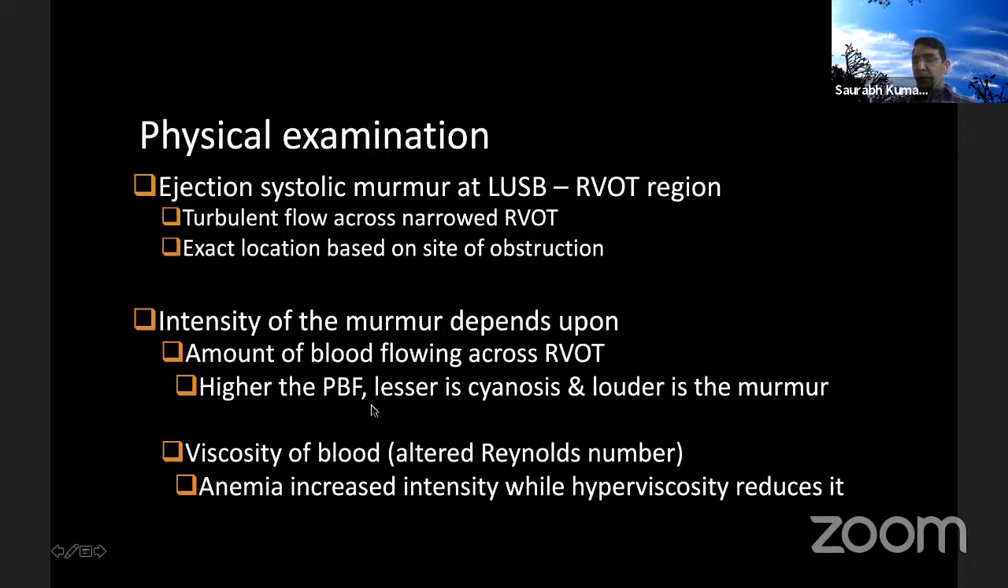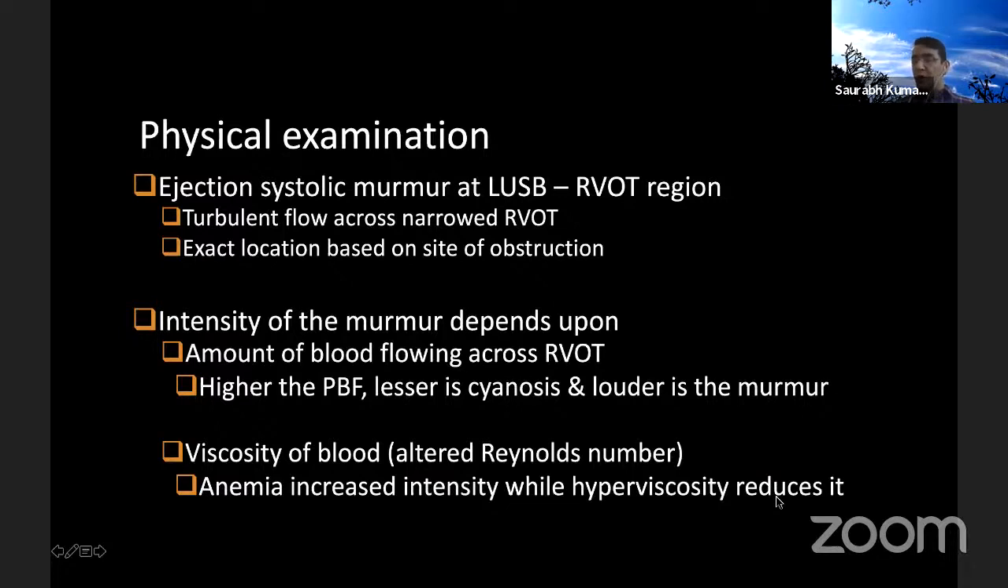Higher is the pulmonary blood flow, lesser is the cyanosis, louder is the murmur. So in typical TOF, if cyanosis is lesser, we are expecting a louder murmur. So a pink TOF is expected to have a louder murmur. A cyanosed TOF is expected to have a fainter murmur. And this intensity of the murmur is also altered by viscosity of blood. Anemia increases the intensity while hyperviscosity reduces it.